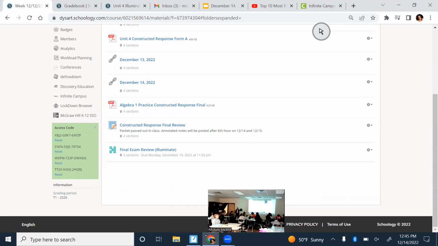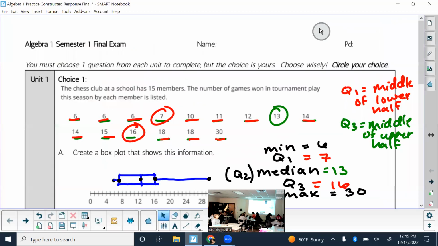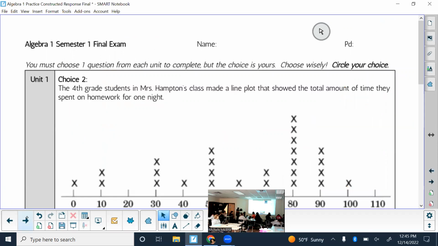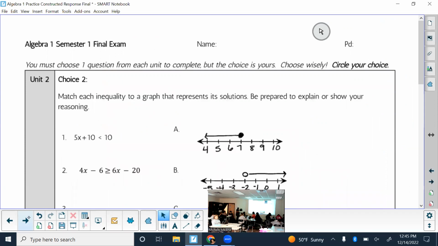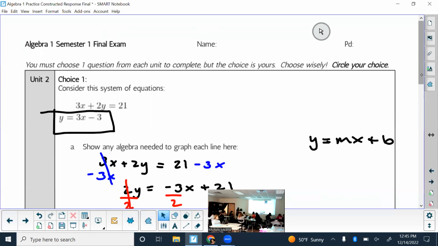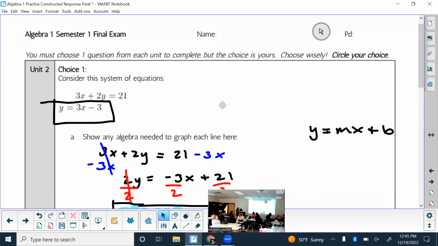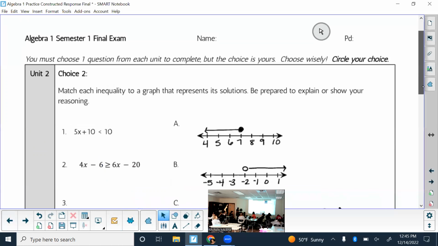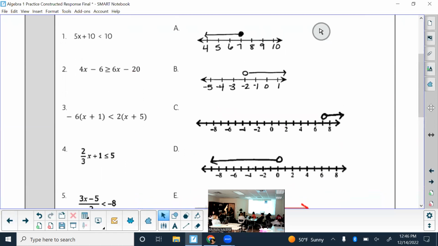All right, any other questions from the packet? Michael T? Okay, good. That's a good one to go over. So here's one of your choices for unit 2. The other choice for unit 2 is in Schoology only, but you can take a look. Would you rather solve and graph a system of equations and show your work for it? Or would you rather match an inequality to the number line? Those are your 2 choices.